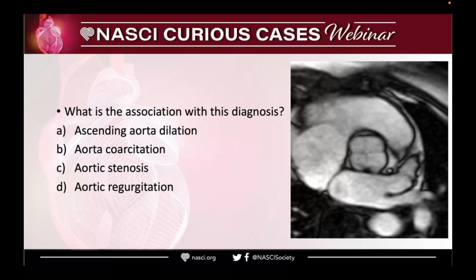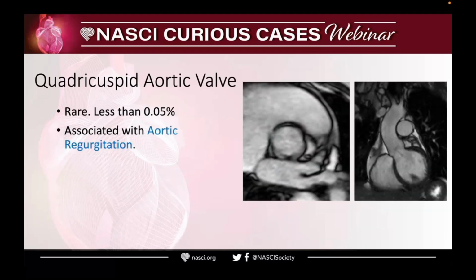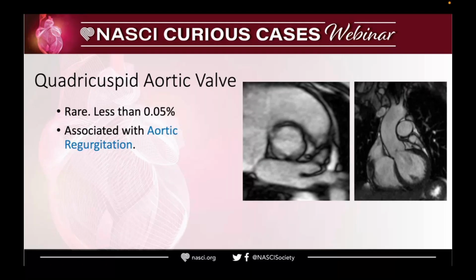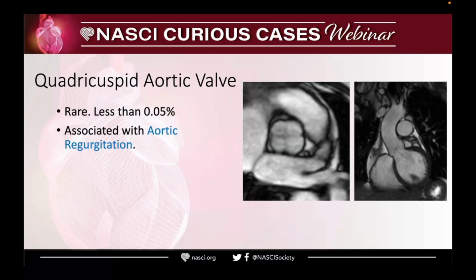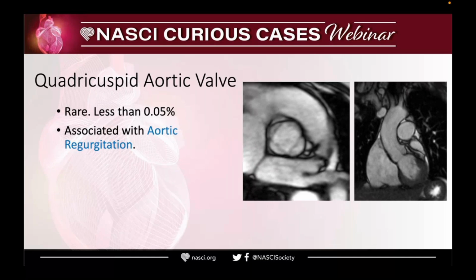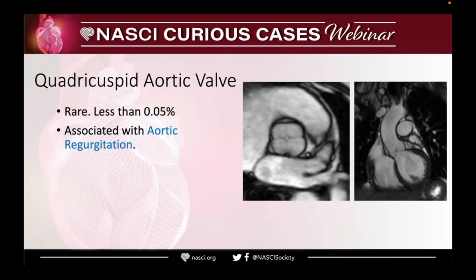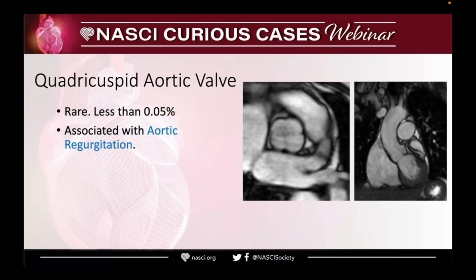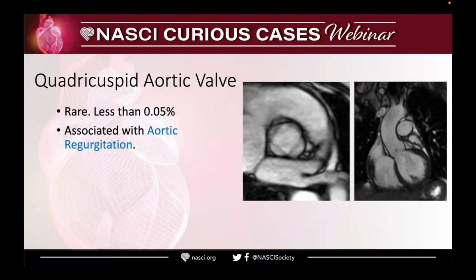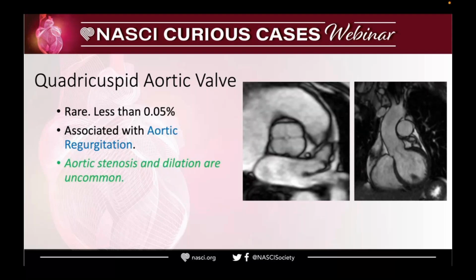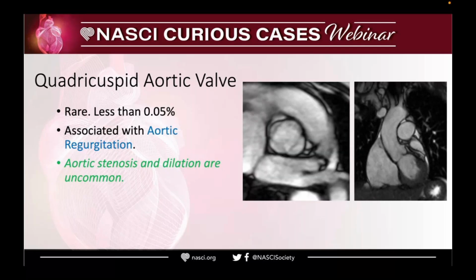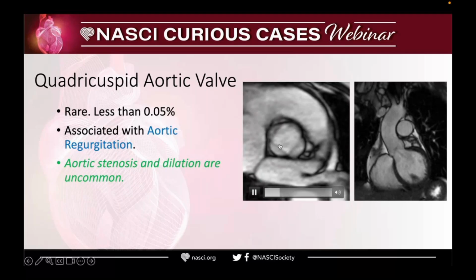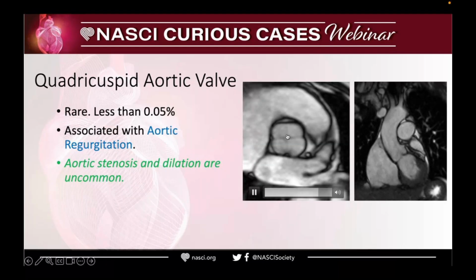Regurgitation. Excellent. So this is a patient with quadricuspid aortic valve. It's very uncommon, 0.05%. And more commonly, it's associated with mild aortic regurgitation. Usually, they just keep an eye on the LV function and the regurgitation volume, and usually it is mild. Compared to the bicuspid aortic valve, it is usually not associated with aortopathy, dilation, or aortic valve stenosis, but just the lack of coaptation of these quadricuspid valves leaves that central hole that causes some mild regurgitation.